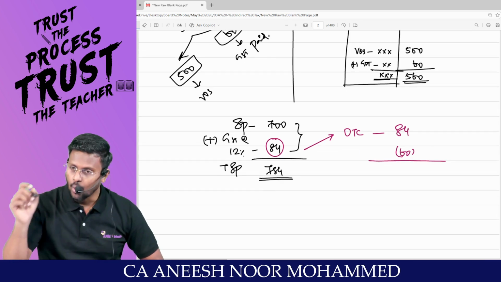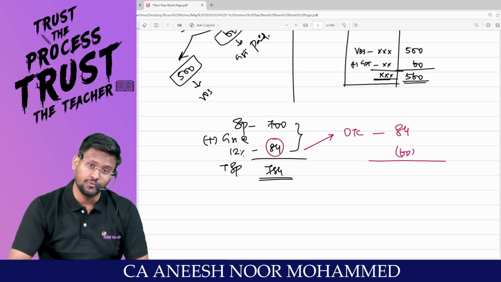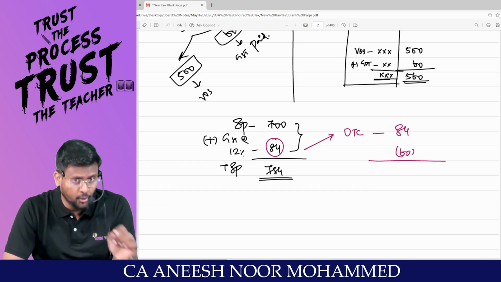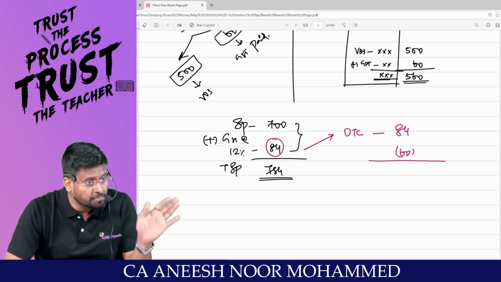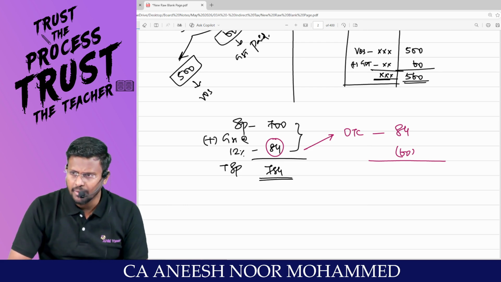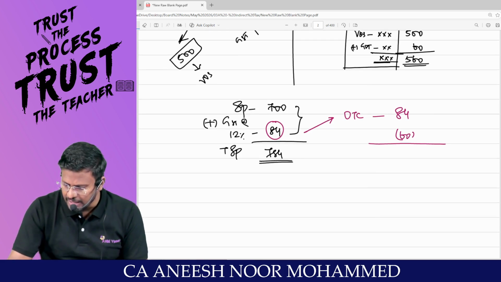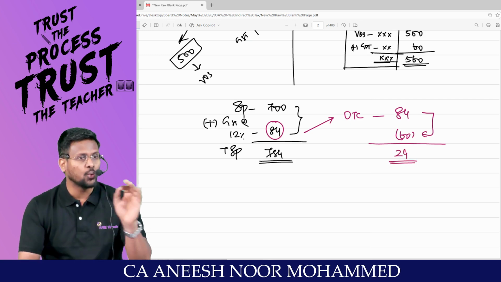So, out of this 84, think of the situation: at the time of purchase of the calculator, have you paid 60 from your pocket? Yes, sir. That amount should be reimbursed by the customer to you. That means 84 minus 60, 24 is what you are liable to pay.